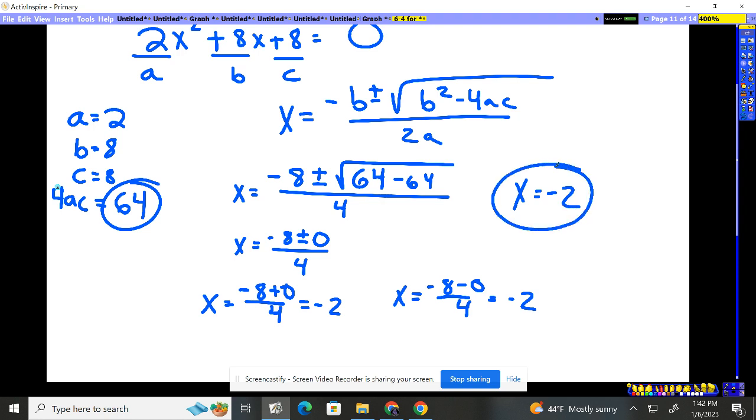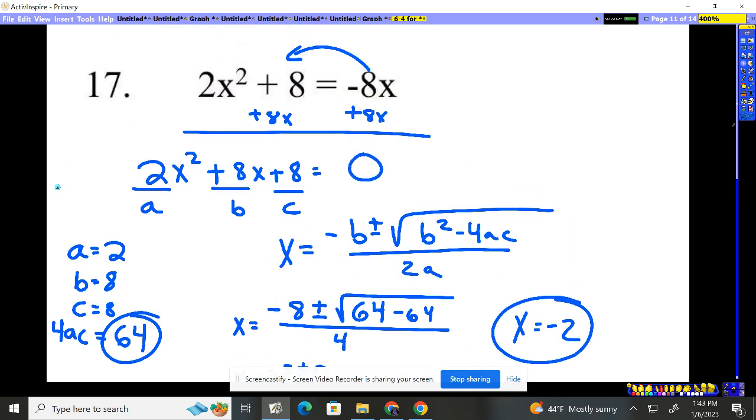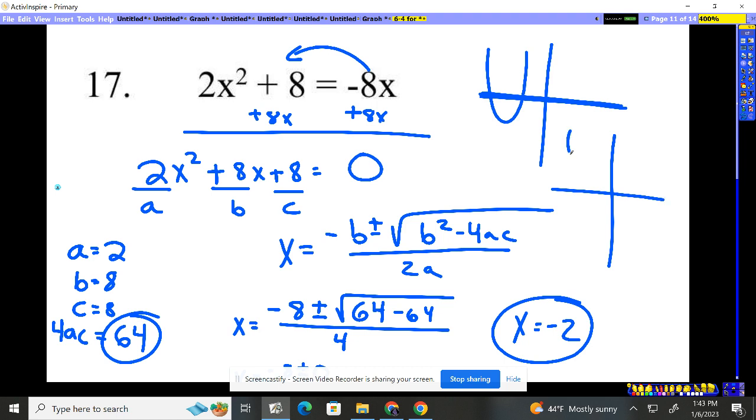Negative 2 is the point where this guy crosses the x-axis. It only crosses in one point. What that means if we think of the graph, because if we simply graphed this, all we're finding is when is the height at 0, where's it crossing? Normally the parabola comes in and crosses in two spots. But in this case, it simply came down, hit, and went back up. And that spot where it hit was negative 2. So the answer for 17 is negative 2.